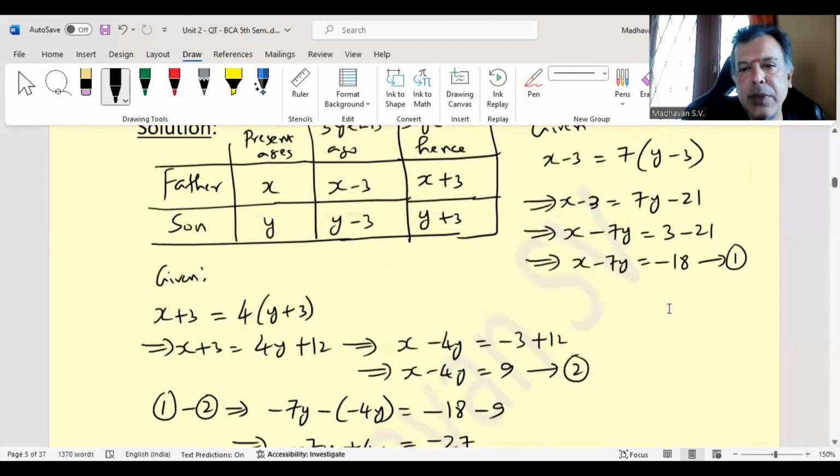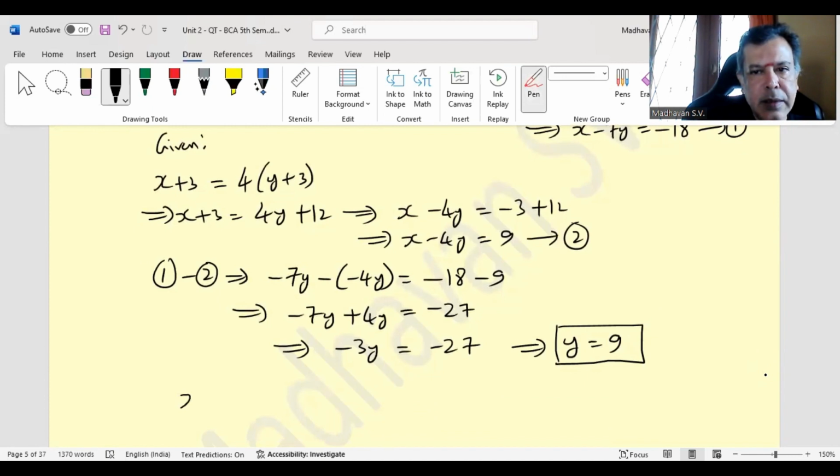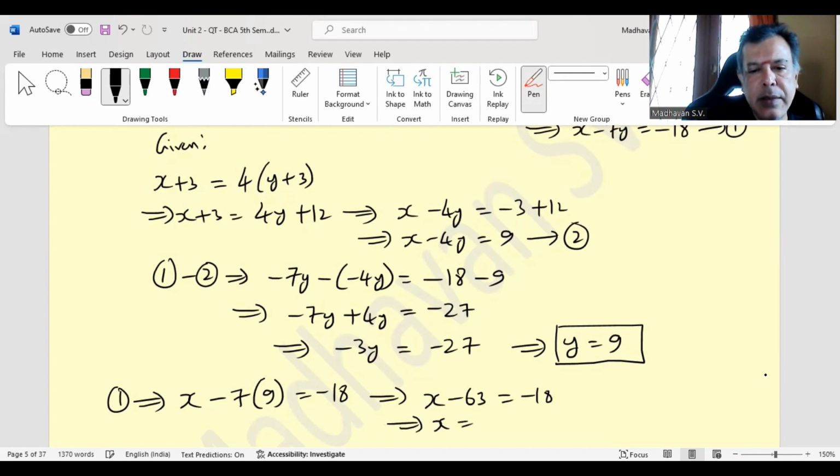Now let us substitute this y value in the first equation. X minus 7 times 9 equal to minus 18. This is the first equation, which means x minus 63 is minus 18, or x is equal to 63 minus 18. We get 45.